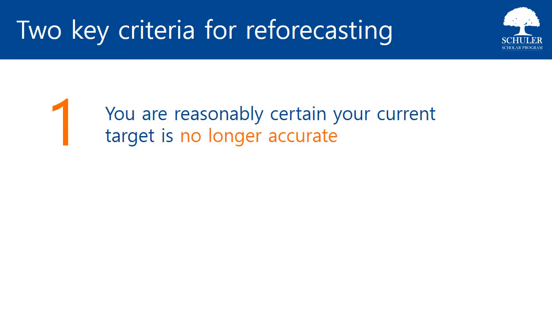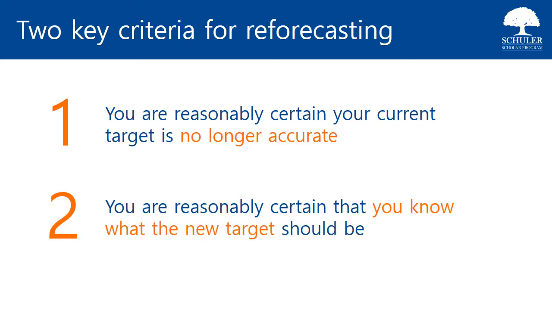The first is that you are reasonably certain that your target is no longer accurate. If you have a target, unless you feel pretty confident that you're going to miss it, there's no sense in reforecasting it. The second criteria then is not only that you know it's no longer accurate, but that you're reasonably certain that you know what the new target should be. And that's kind of important. It's relatively straightforward to say, I'm not sure that I'm going to make my target. It's a little tougher to know what the new target should be, but really you need to make sure that both occur if you are going to reforecast.